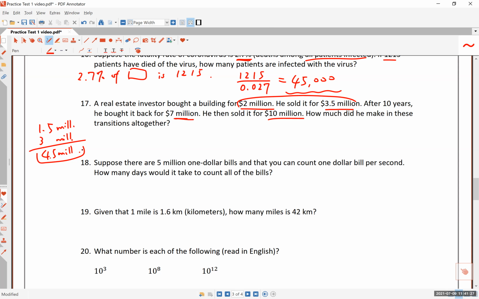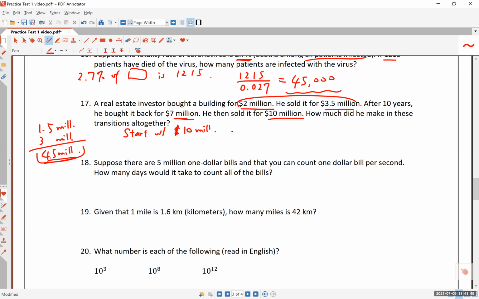So altogether, the investor made 4.5 million, and that would be your answer. But if you're not sure, because several buying and selling processes were involved, you can start with a fixed number. What would be a good fixed number here? You can start with 10 million if you'd like. You don't have to do it this way. You know the answer already, 4.5 million. But you can start with 10 million.